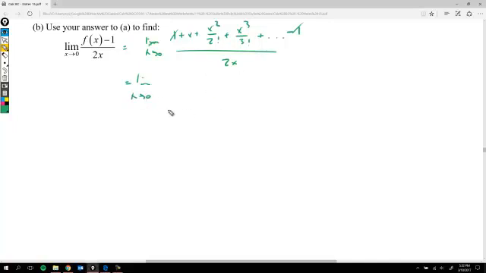So x over 2x is 1/2. X squared over 2 factorial divided by 2x is going to be x over 2 times 2 factorial. This is going to be x squared over 2 times 3 factorial, yada yada yada. When I plug 0 in for x, all these terms go away. I'm just left with 1/2.